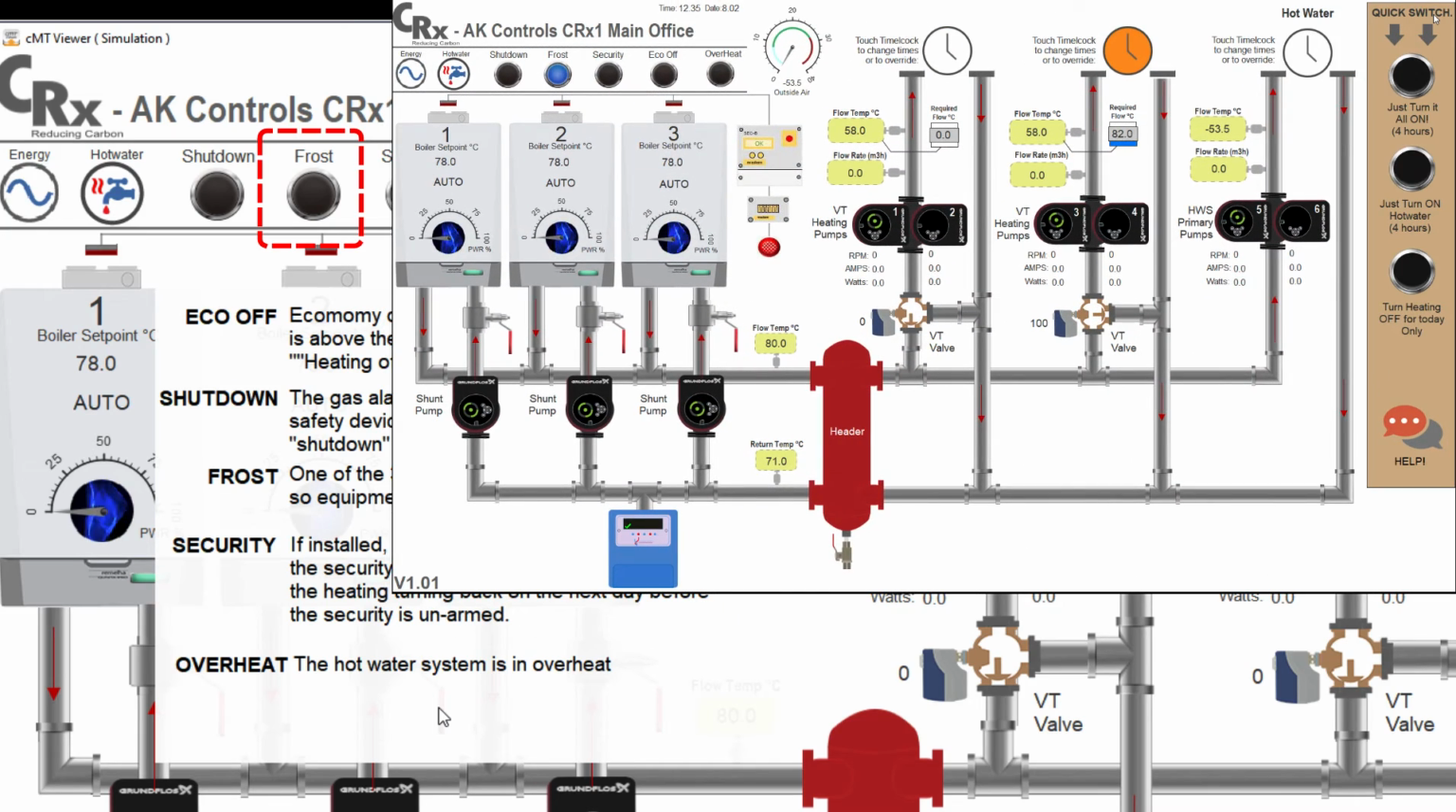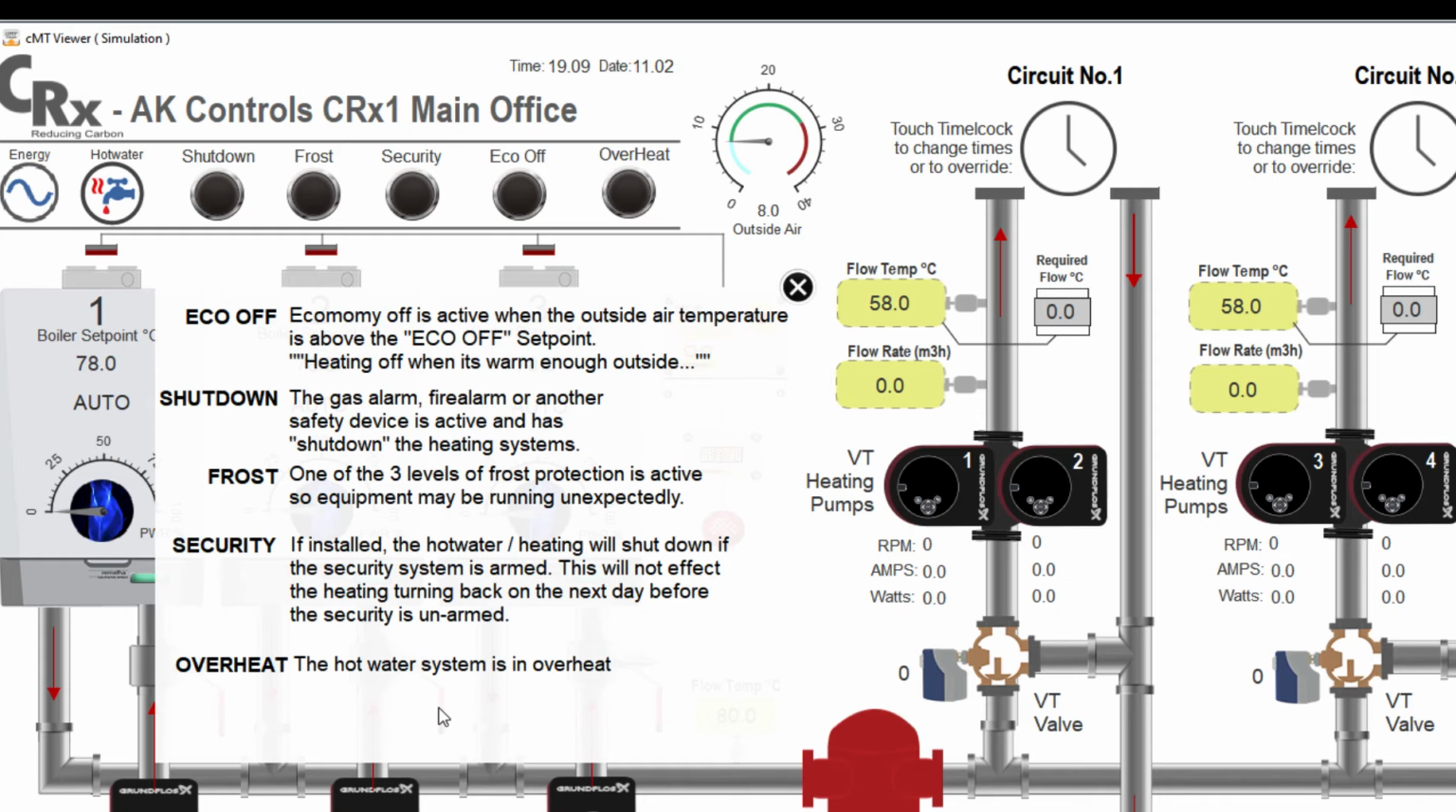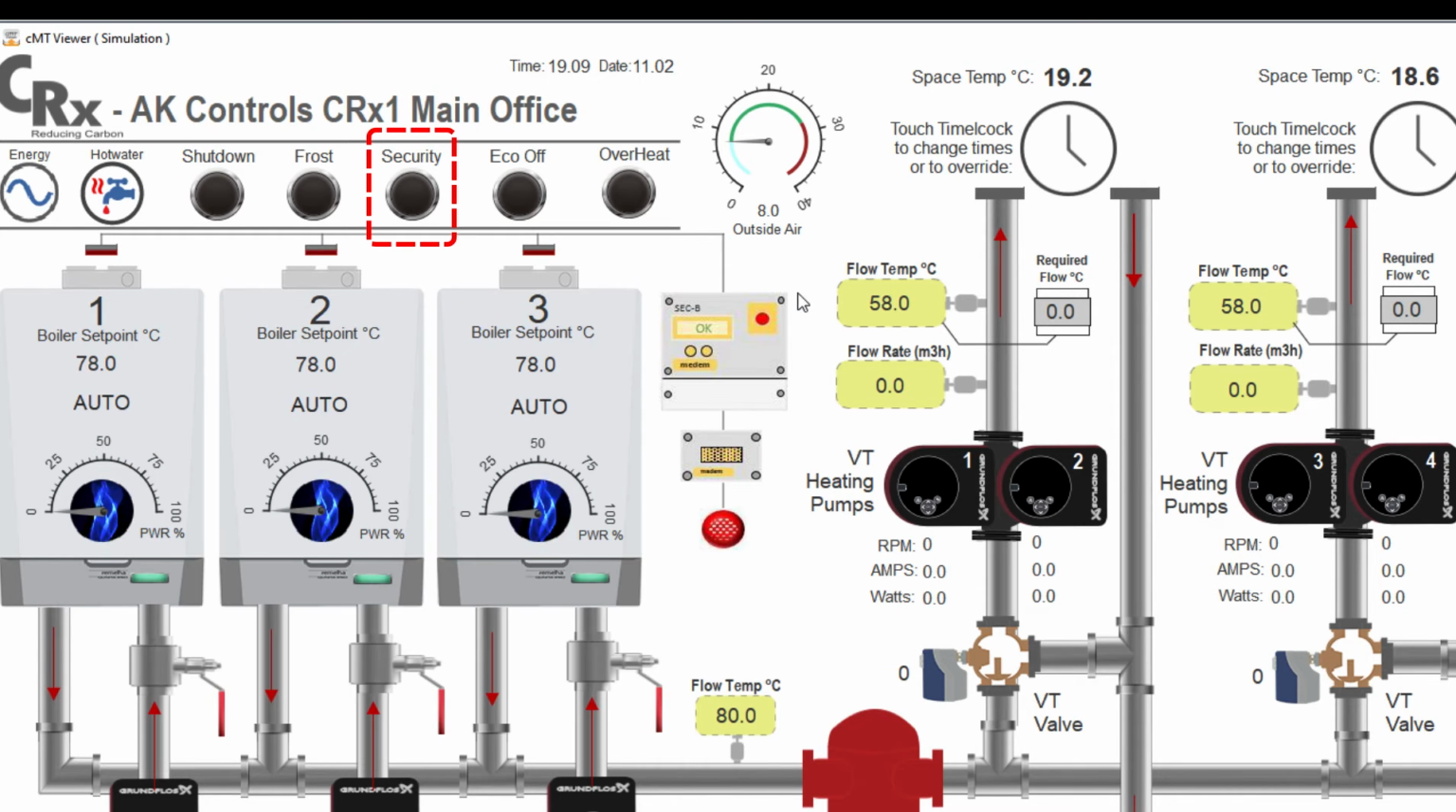Frost indicates that any of the 3 levels of frost protection are active. Security indicates that the security input is armed, and the soft off algorithm is active. ECO off indicates that the outside air temperature is above the user-defined set point, and that the heating has been turned off. Overheat indicates the hot water system overheat protect is active.